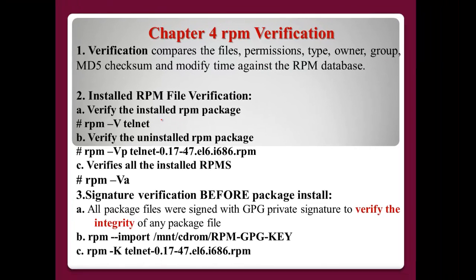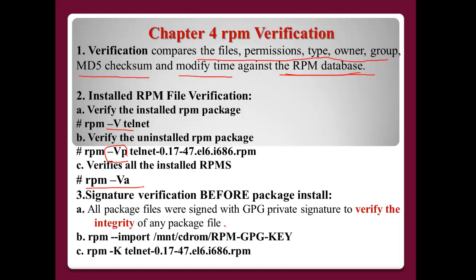Okay, now let's go to chapter 4, RPM verification. Verification in RPM packages normally compares the file permission, type, owner, group, MD5 checksum, or modify time against the RPM database. So verification checks this kind of information from the database. Number 2, installed RPM file verification. If we want to verify an installed package, we can use -V. B, for an uninstalled RPM package, we can use -Vp. And if we want to verify all packages, we use -Va, like this.